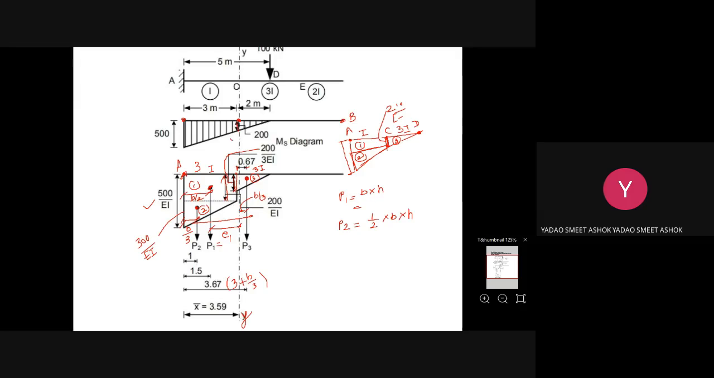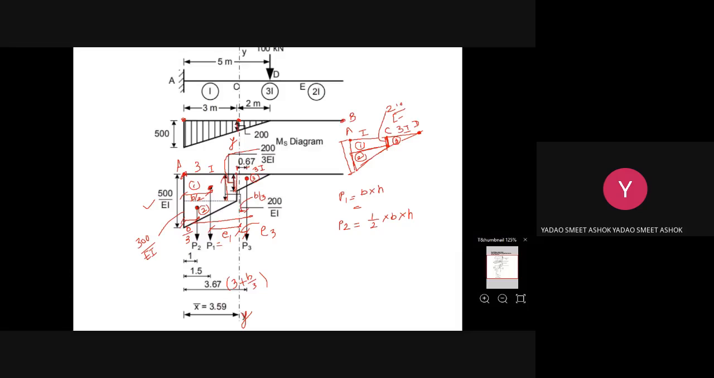This dotted line you can see is nothing but the y axis. So P3 is located to the right of the y axis, so the value of E3 will become plus. How do you get the value of E3? E3 will be this distance from the y axis up to P3. The total is 3.67.